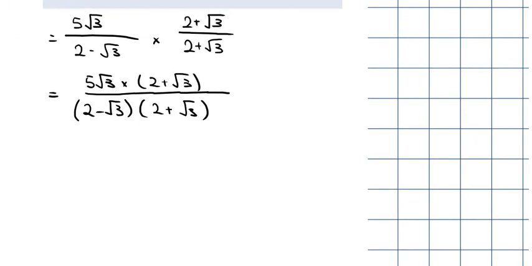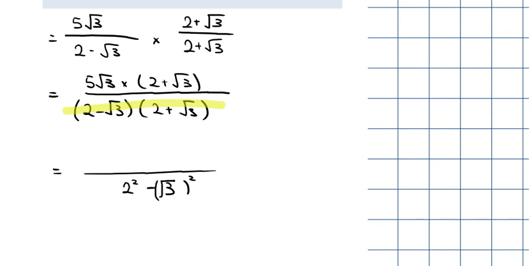So remember, this is a difference of two squares. We're going to cover it in a later video, but if you know it, you know it. If you don't know it, look at the other videos. So that's just going to be 2 squared minus square root of 3 squared. Just leave it there for completeness.